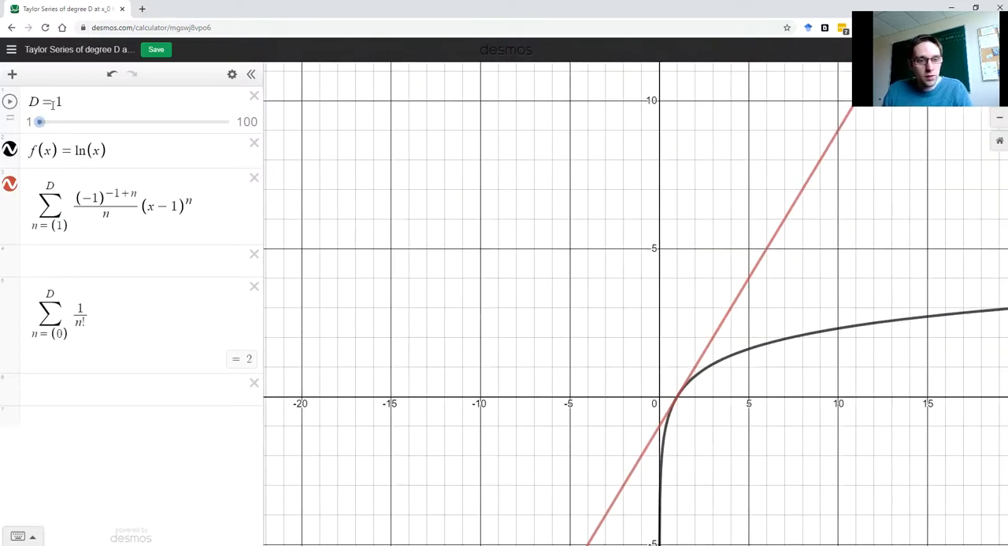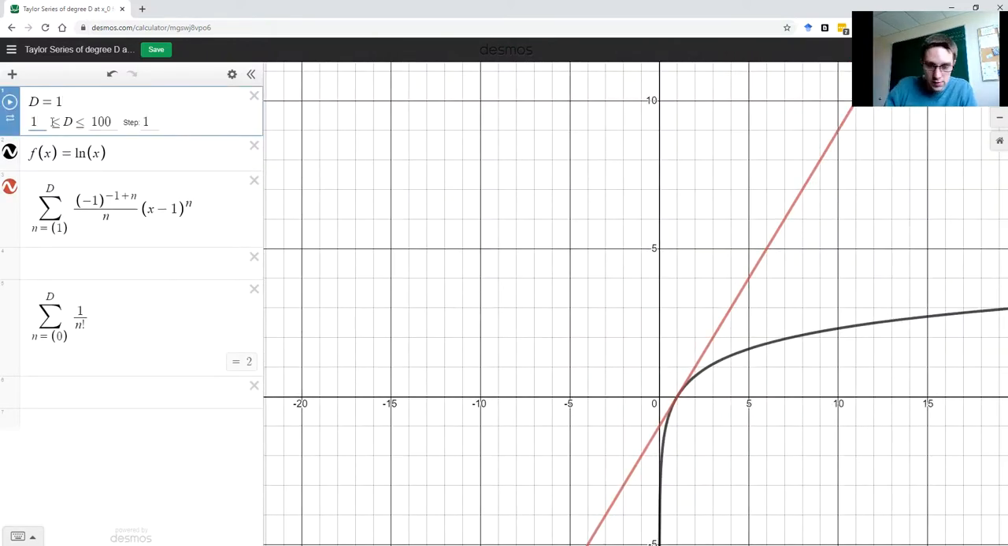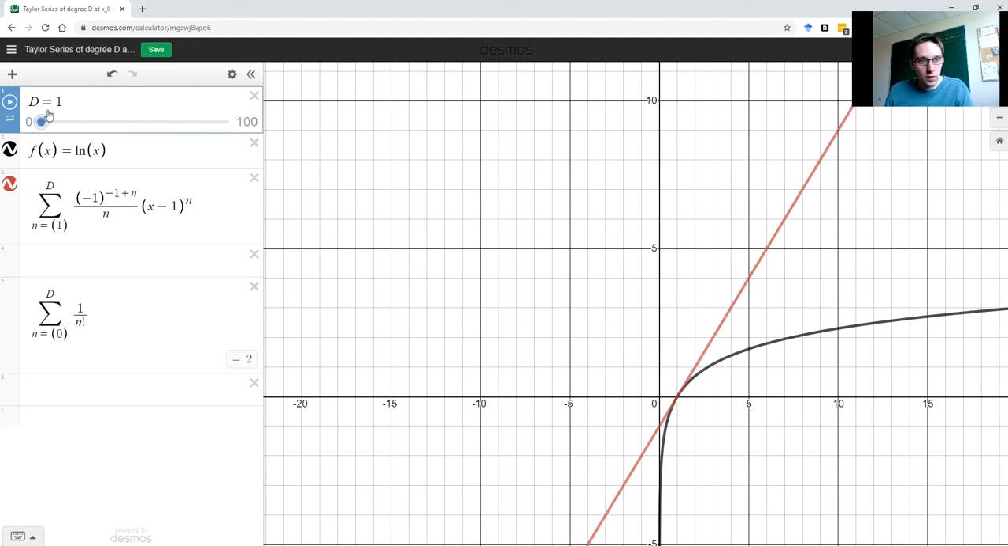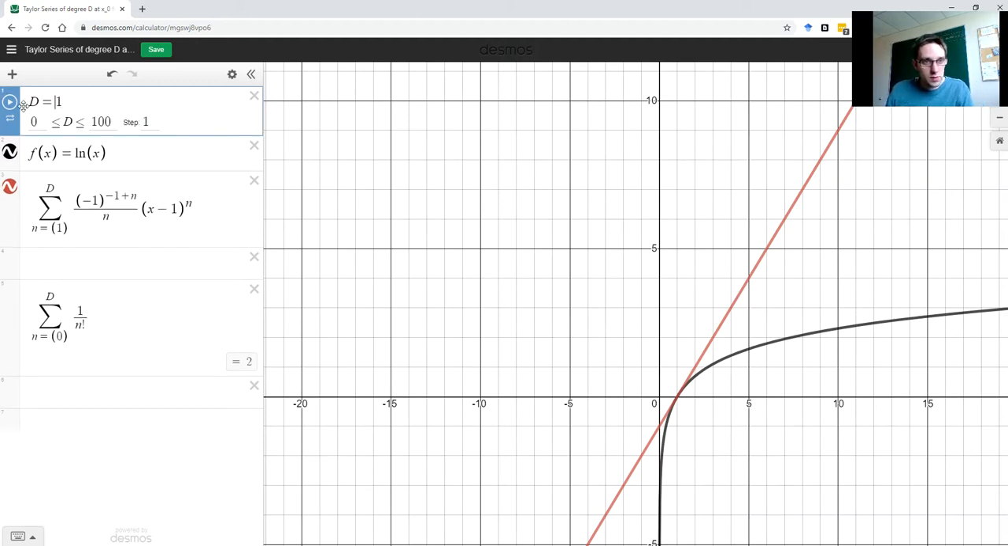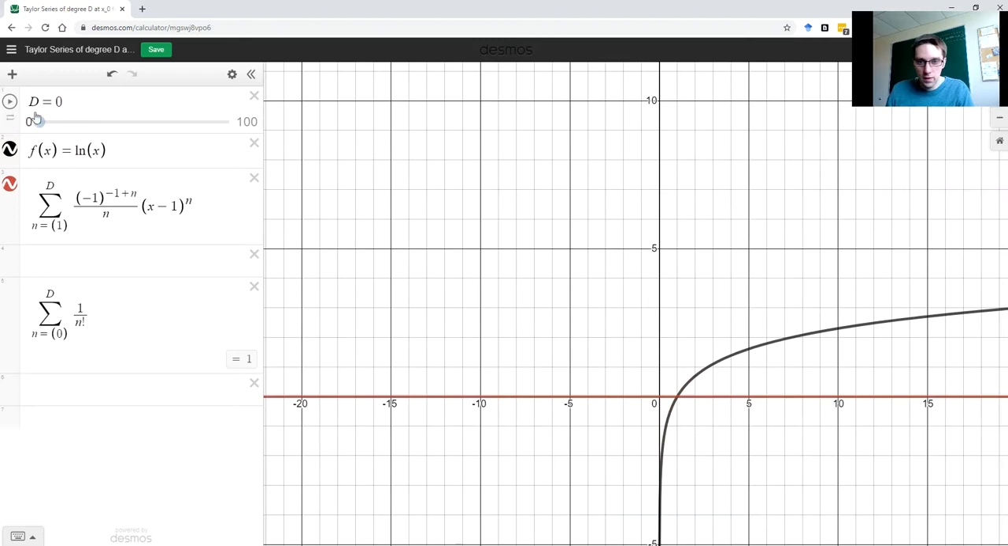Okay, with one term in our sequence, well, if we just use 0 terms, then we have a horizontal line that matches the value of the function only. If we add one term, now we're going to match the value of the function and the slope, and so we have a tangent line. And as we add up more terms, we should see that this does better and better and better.